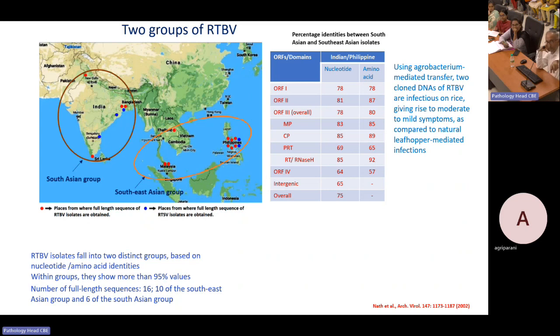So, if you see ORF4, it is only 64% similar between the two isolates. They have ORF4, but the sequences are quite different. At the amino acid level, it's only 57% identical. So, these become important when planning any resistance strategy.